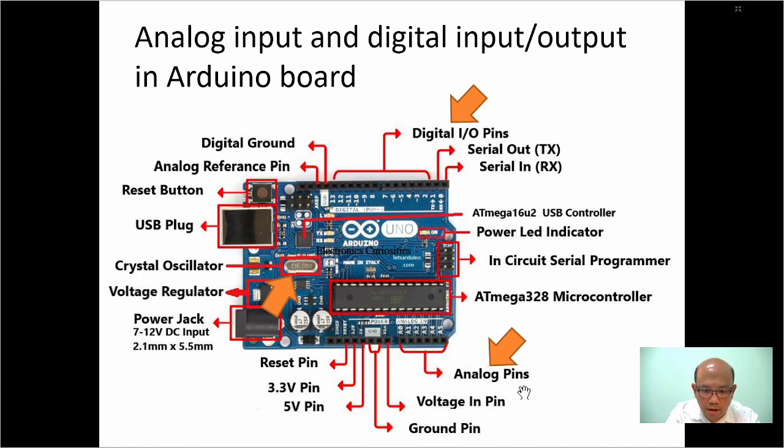Here, this is an analog pin. The Arduino has A0 to A5, a 6-pin analog signal input. And for the digital signal output, here is digital pin number zero, number one, up to number 13. These are 14 pins for generating the digital signal.